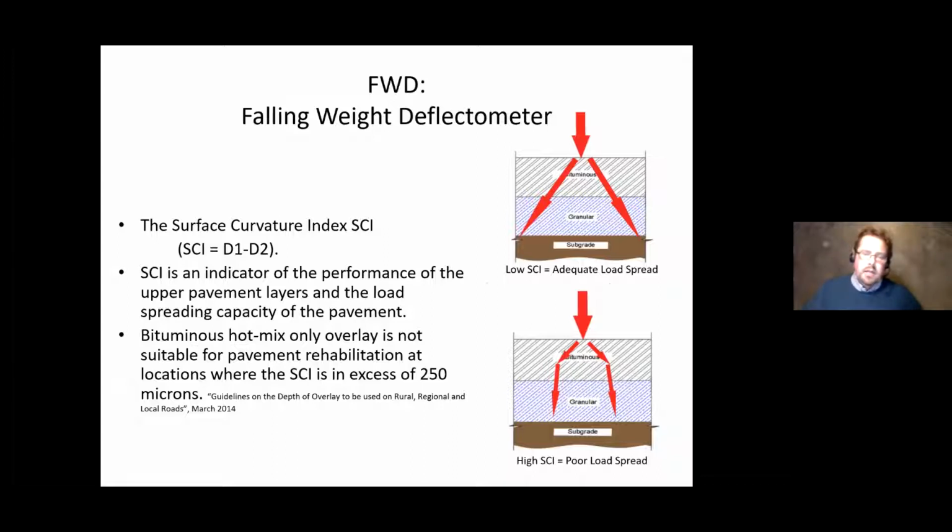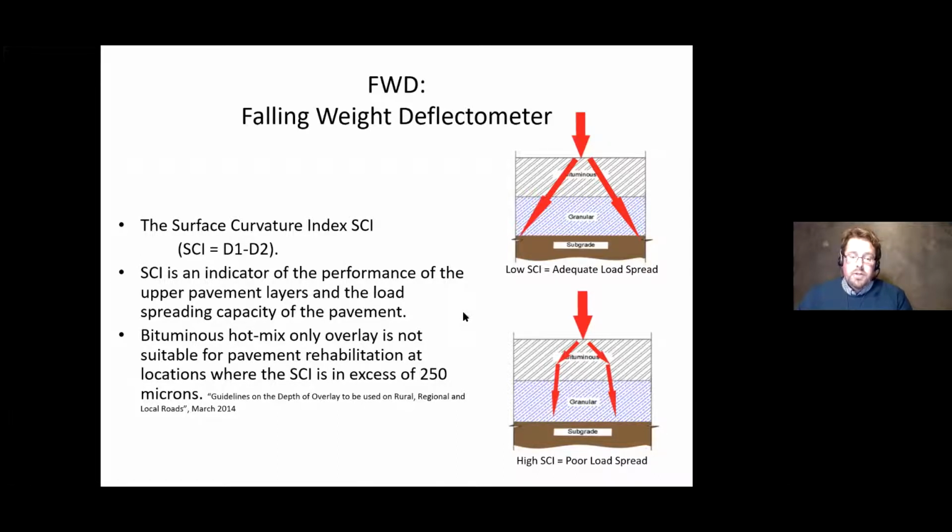So I just look again at the SCI. As I mentioned, it's the D1 minus the D2. So this is the load spread. As you apply a load directly upon the pavement, it should be evenly spread through the pavement, through the granular, and so there's very little loading on any one point of the subgrade. If you have a poor SCI, that load is not being imparted correctly through your bituminous and granular layers, and it's going directly down into the subgrade. That will create a premature failure.